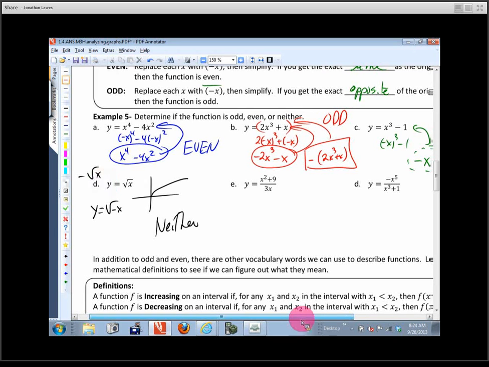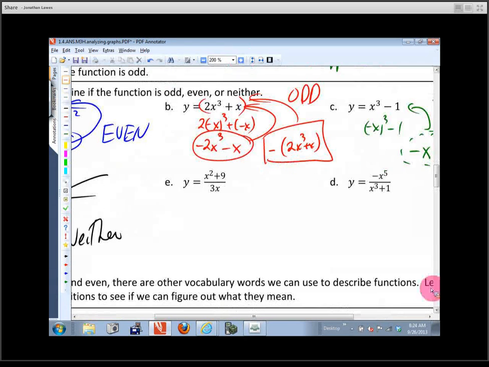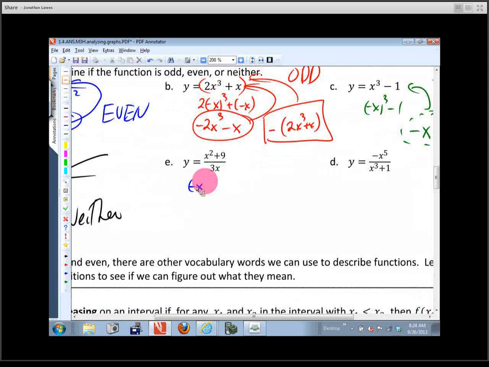Okay, and then we get to the interesting one. So let's take a look at these. Both of these are rational expressions. So the test starts the same way. I'm going to plug in a negative x. Negative x squared plus 9, and then 3 times negative x. This is x squared plus 9, and on the bottom, what do I get? Negative 3x. Is that exactly the same? Nope. Is it the exact opposite?